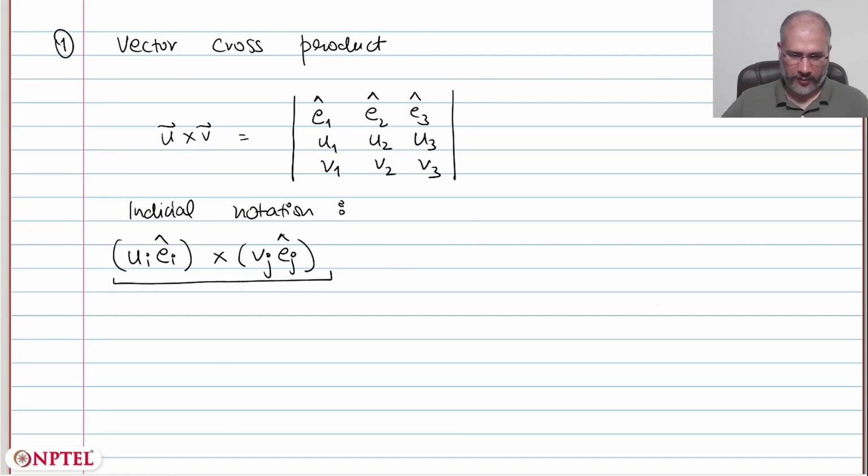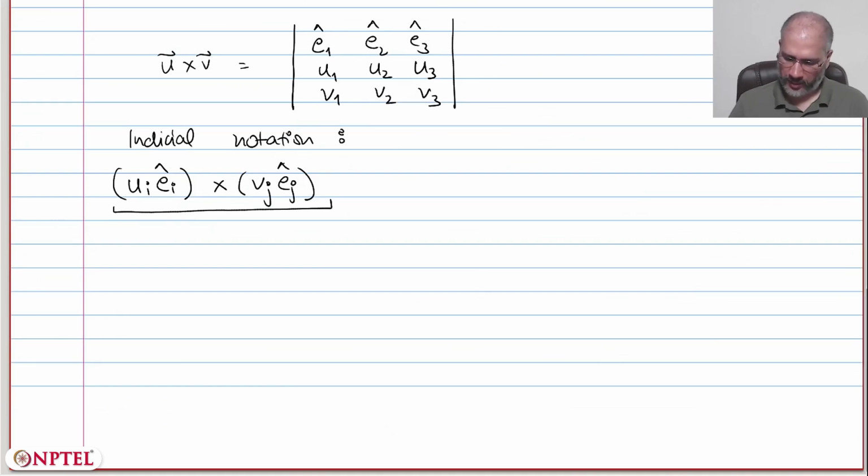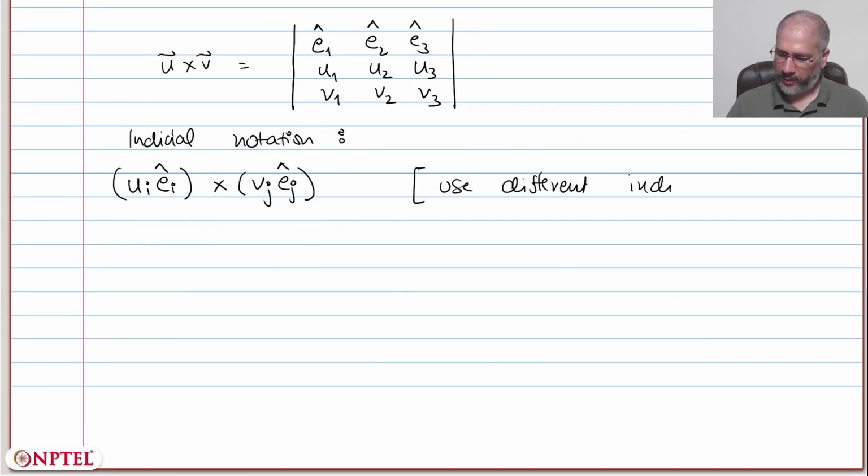So in this case we write this as ui ei cross vj ej, and I'll make a note here to use different indices for u and v. The next step is to move the scalar components u and v to the left hand side, because they do not participate in the cross product, they simply can be moved out of the cross product. So ui and vj are scalar components of the vectors. Now we are left with ei crossed with ej, and e's are unit vectors, remember that.